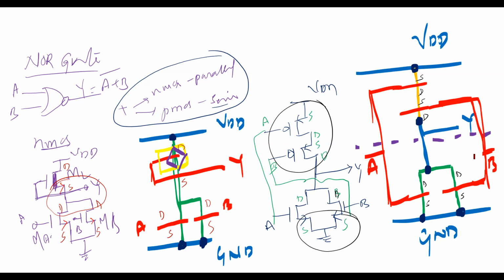Similarly for PMOS, the demarcation line above, all four devices should be connected first in parallel, then the parallel groups in series.